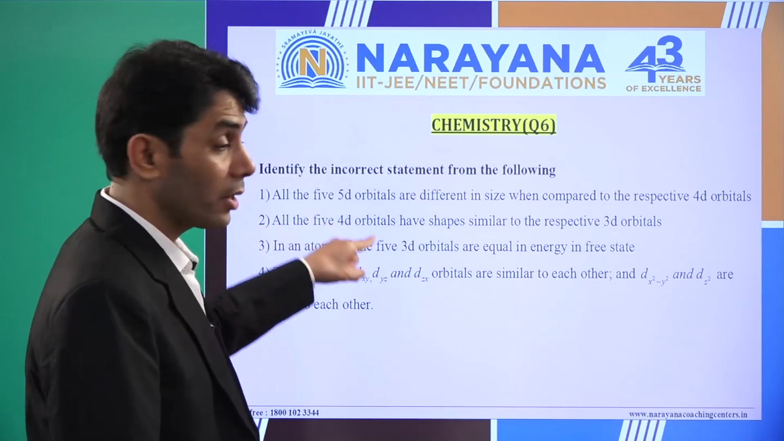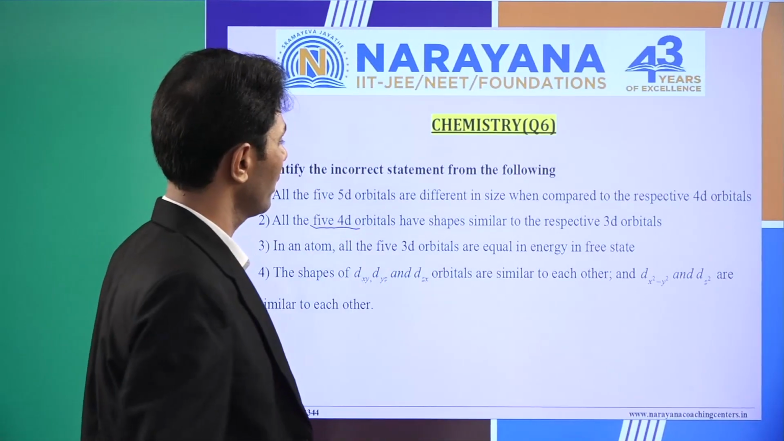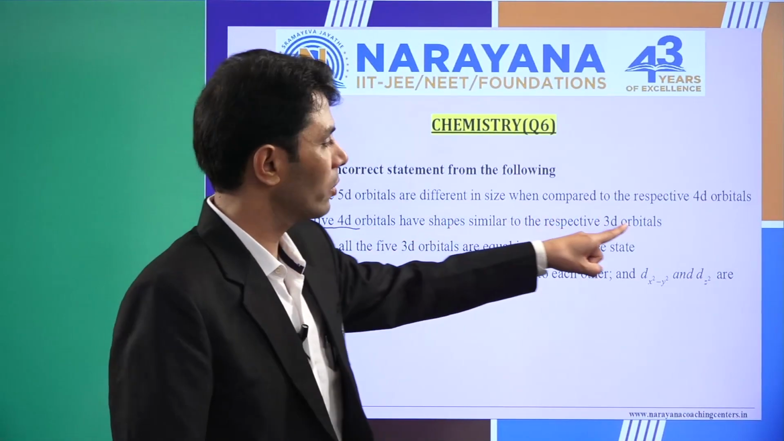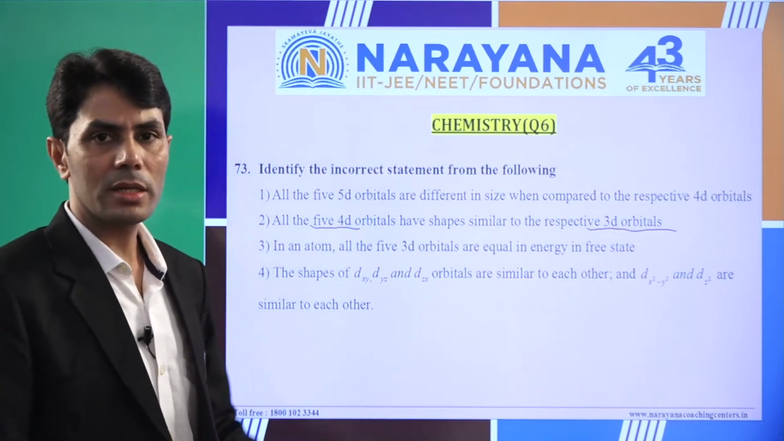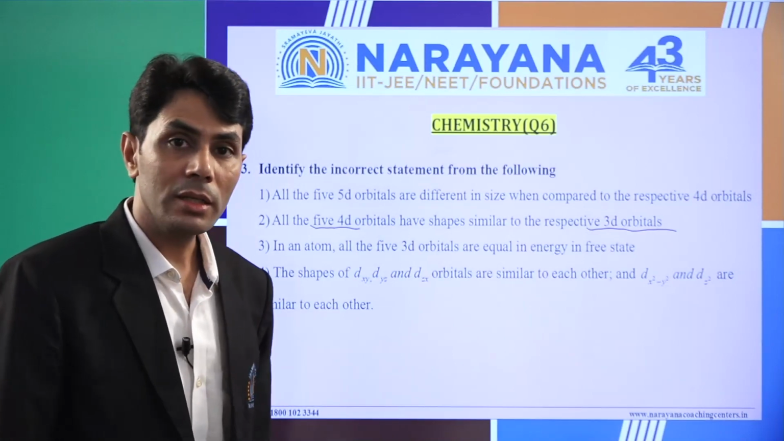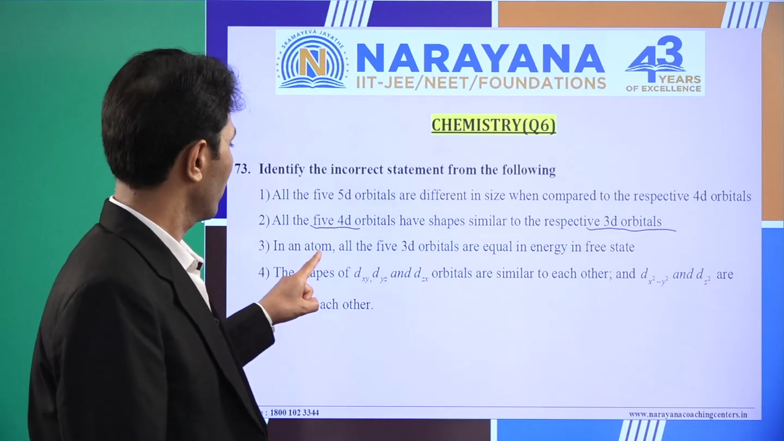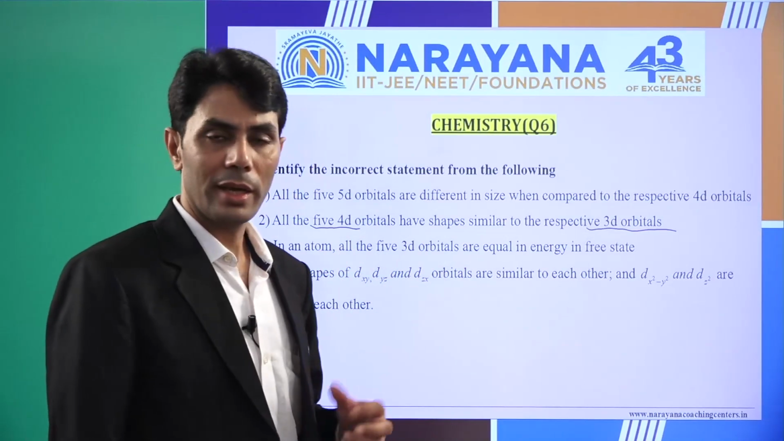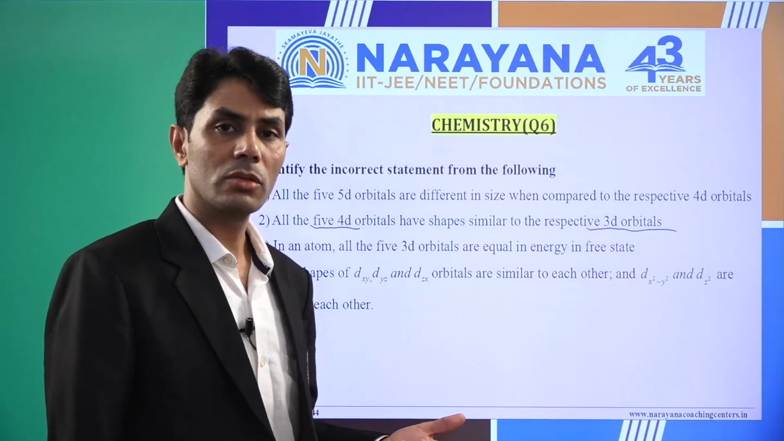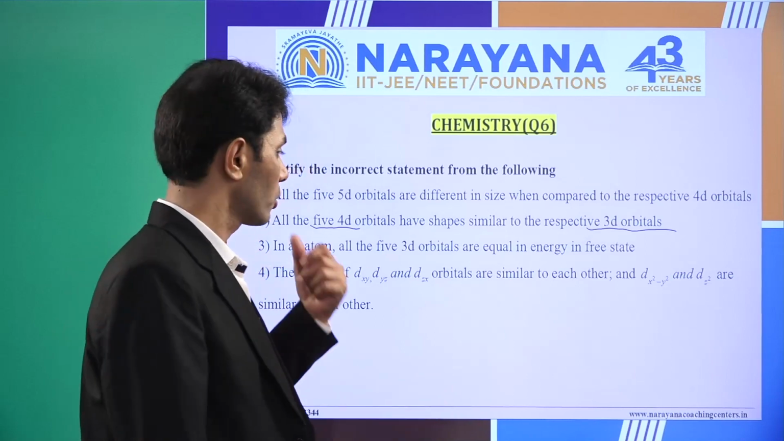All the 4d orbitals have shapes similar to respective 3d orbitals. Obviously, all the d orbitals are similar in shape but different in size. It is also correct. In an atom, all the five 3d orbitals are equal in energy in the free state. Yes, all d orbitals are degenerate in nature in the free state. So it is also correct.